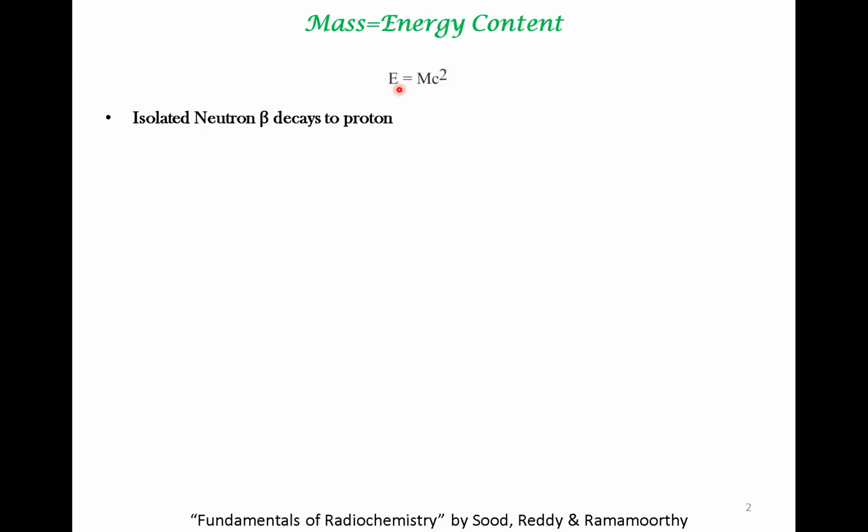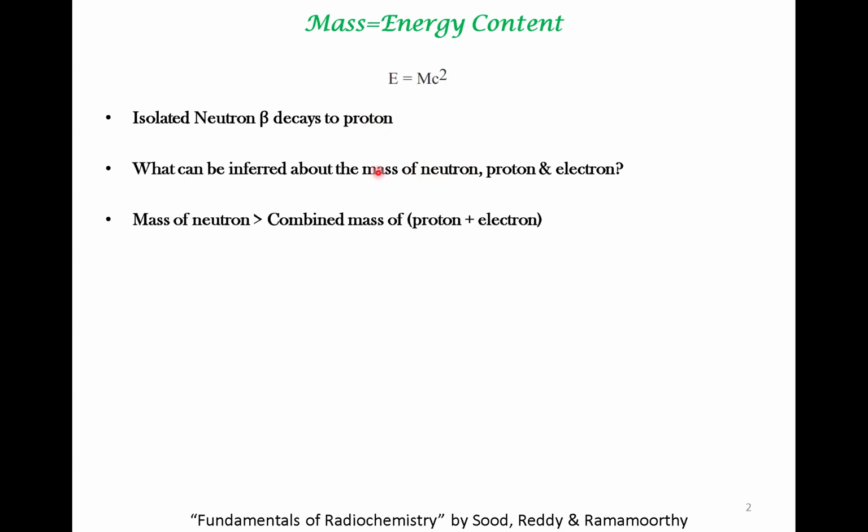For example, in a previous lecture, we had mentioned that an isolated neutron is unstable and beta decays to a proton. So with this statement and with this relationship, you should think, how do you connect these two observations and the relationship? What can be inferred about the mass of the neutron, proton, and electron? Pause for a moment and then answer this for yourself.